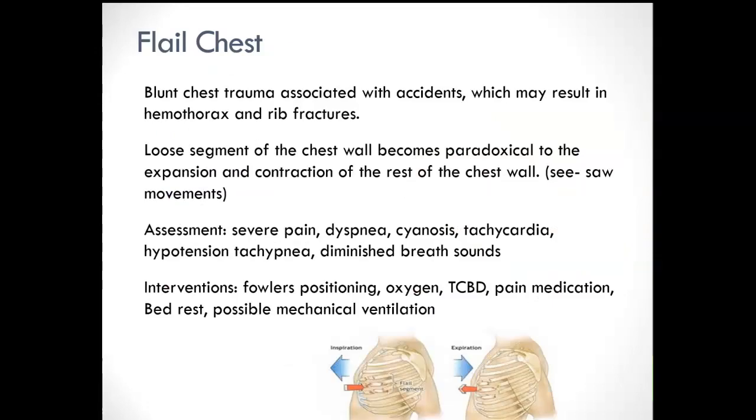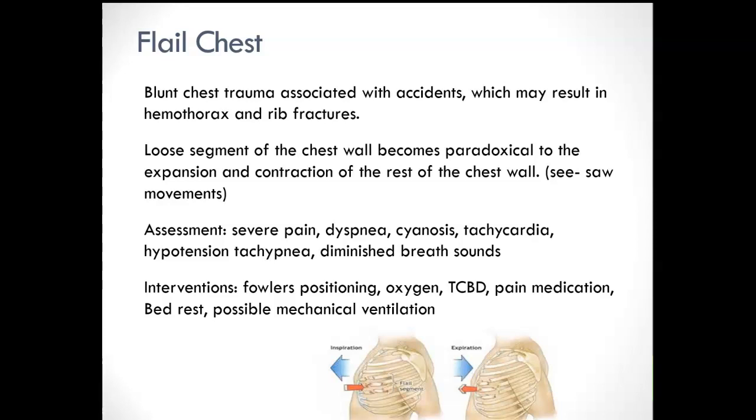You can get something called flail chest. This is where instead of the chest rising with inspiration and going down with expiration, you get almost like a seesaw, or you can even get a left-right flailing where maybe the left side is inflating and the right side's not. So it becomes paradoxical, meaning that it doesn't look the way that it's supposed to normally look. And again, the seesaw movements are the best example that I can give you.